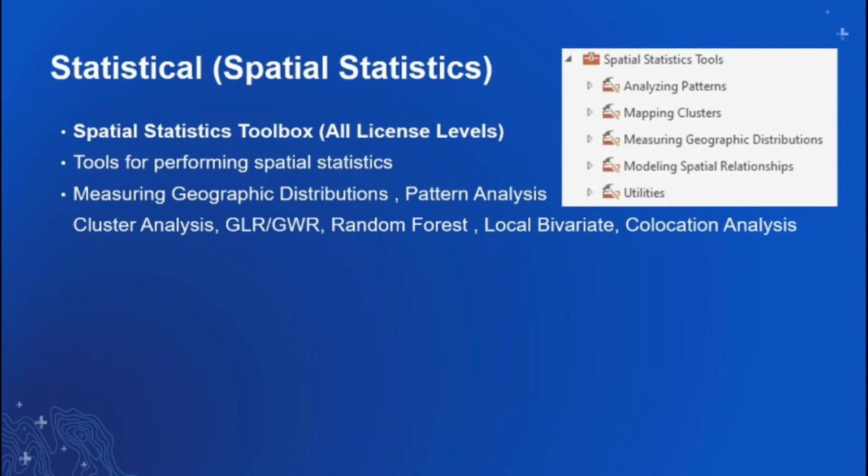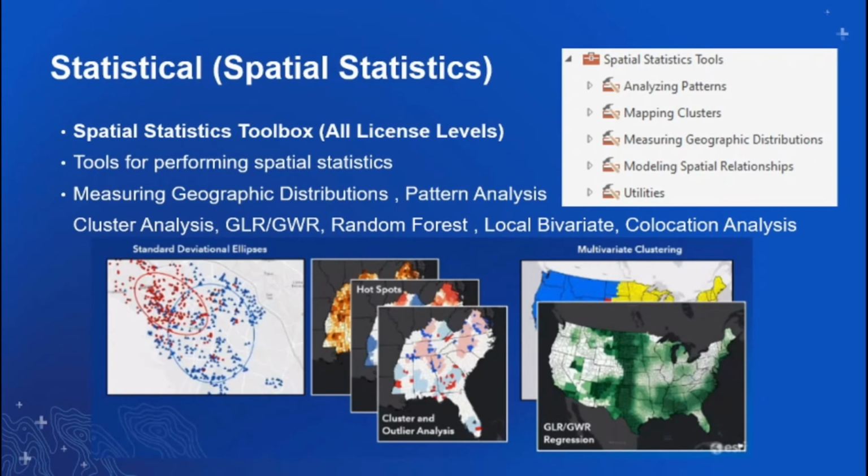Basically, what we're doing with spatial statistics is finding patterns within a geographical constraint. So measuring geographic distributions, analyzing patterns in a particular region, or finding clusters, and so on, or even regression, trying to find out the relationship between a dependent variable and one or more independent variables. Examples of these are creating something like a standard deviational ellipse, where you're able to find out where the concentration and direction of particular point features are found.